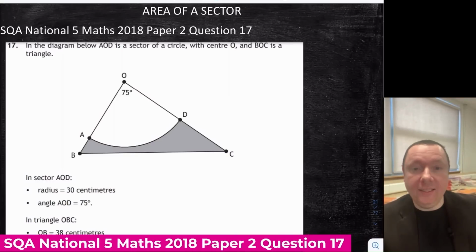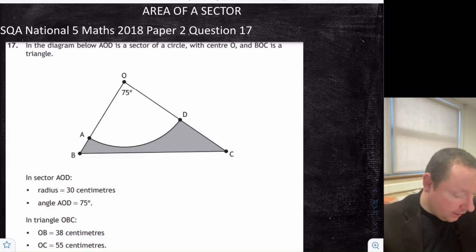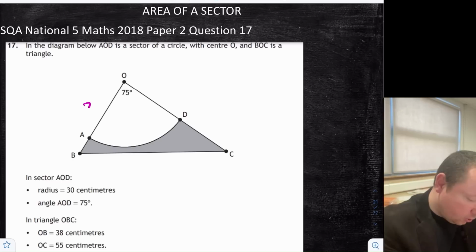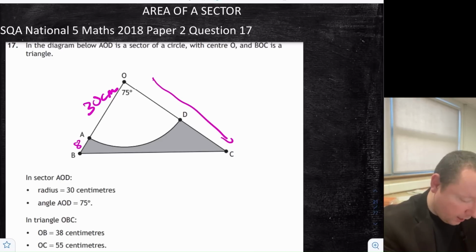SQA National 5 Maths 2018, Paper 2, Question 17 says, in the diagram below, AOD is a sector of a circle with centre O and BOC is a triangle. In the sector AOD, the radius is 30 centimetres and the angle is 75 degrees. So we know that this bit here is 30 centimetres. In the triangle OBC, O to B is 38, so this whole bit's 38, and O to C is 55, so we can draw that in there and say that that's 55 centimetres.